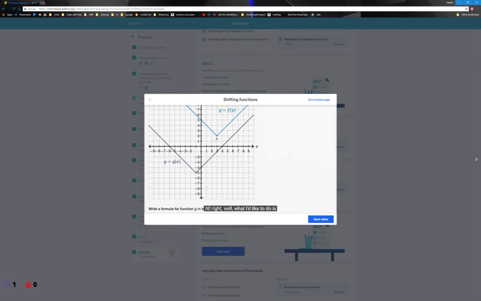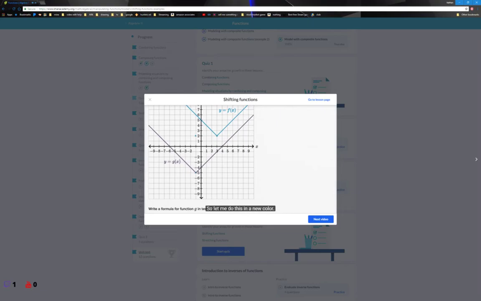Like always, pause the video and see if you can work through it on your own. All right, what I like to do is focus on this minimum point, because both of them have that minimum point right over there. We can think about how we shift f, especially this minimum point, to get it overlapping with g. The first thing that jumps out is that we want to shift to the left by 4.